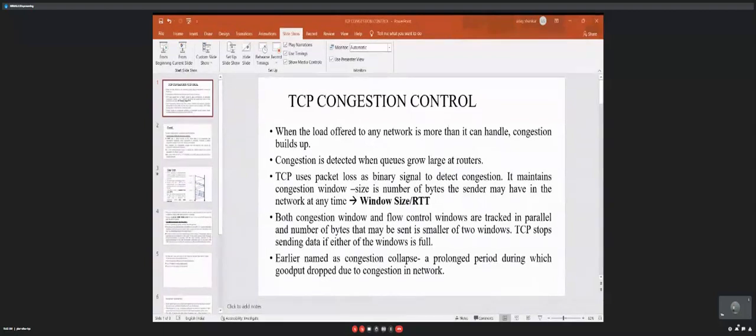This is a drawback: if the congestion window size keeps increasing exponentially, there may be a situation where there are too many packets in the network, which causes congestion. In such cases, the congestion window size needs to be decreased in order to control the congestion. For that, some threshold value is defined for the congestion window. If the congestion window goes beyond the threshold value, then the congestion window size decreases in order to control the congestion. So that is the slow start mechanism.